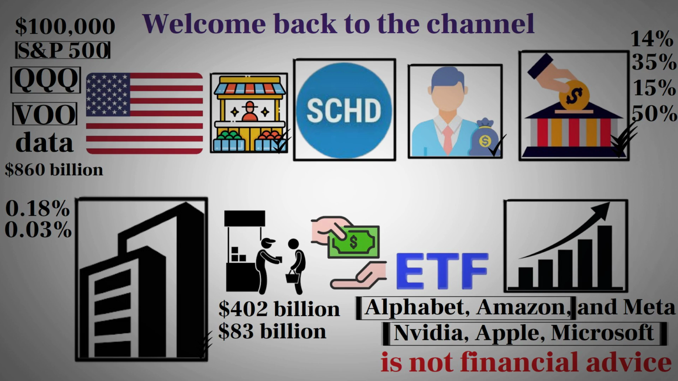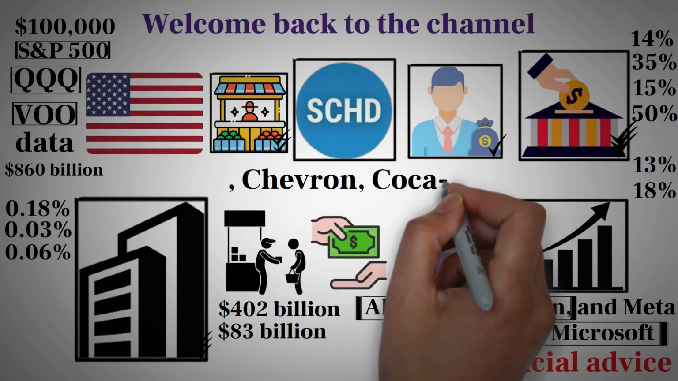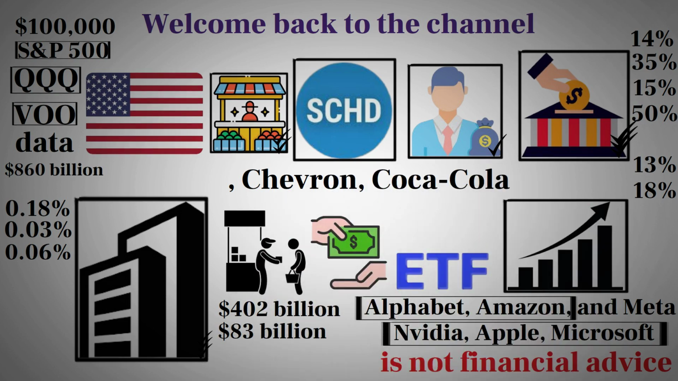Over the past year, its share price growth has been in the low to mid-teens range, around 13%, while total return including dividends has been closer to 18%. The expense ratio is approximately 0.06%, which remains very competitive for a dividend-focused strategy. In terms of holdings, SCHD includes established companies such as Lockheed Martin, Texas Instruments, Chevron, Coca-Cola, and Home Depot. Compared to VOO and QQQ, its sector composition is notably different.